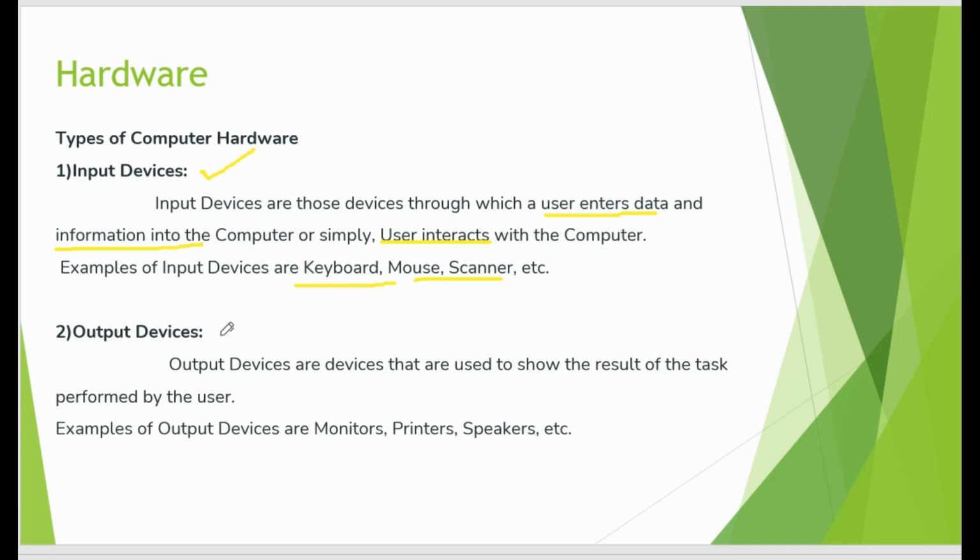Then the next part is output devices. What are output devices? Output devices are those devices that show the result of the task performed by the user. Take the basic example of a calculator: when we give input like 2 plus 2, the computer gives us the result, that is 2 plus 2 is equal to 4. Examples of output devices are monitor, printer, speaker, etc.